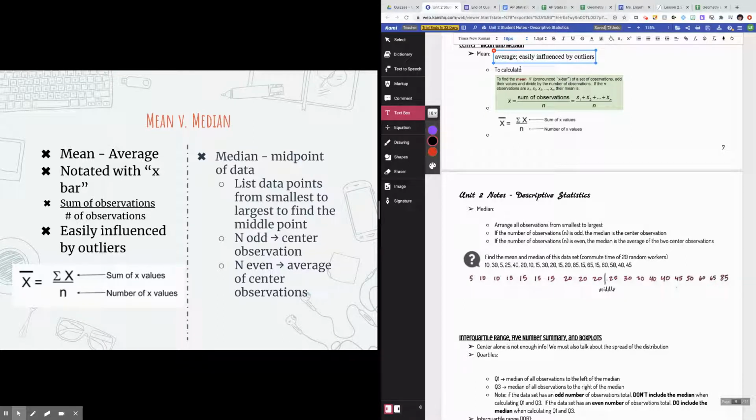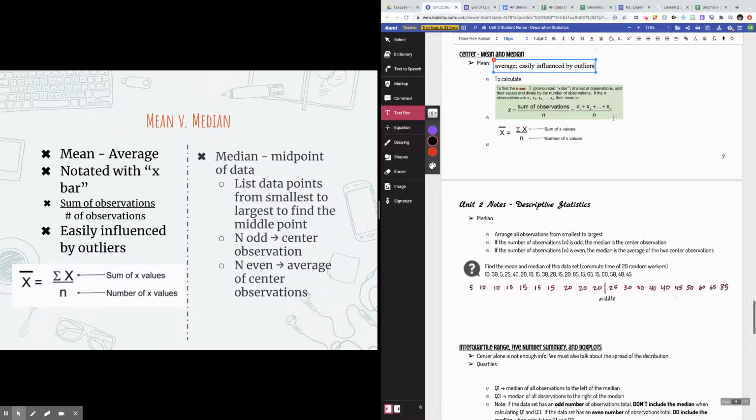So, in order to calculate the mean, you add all of the observations together and then divide by the total number of observations that you have, right? So if you have, say, a data set with a lot of small numbers and then one really large outlier, then you're going to end up with a mean that is being pulled towards that outlier.